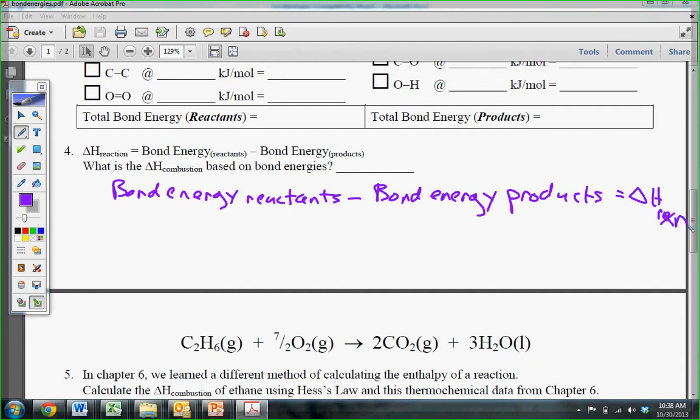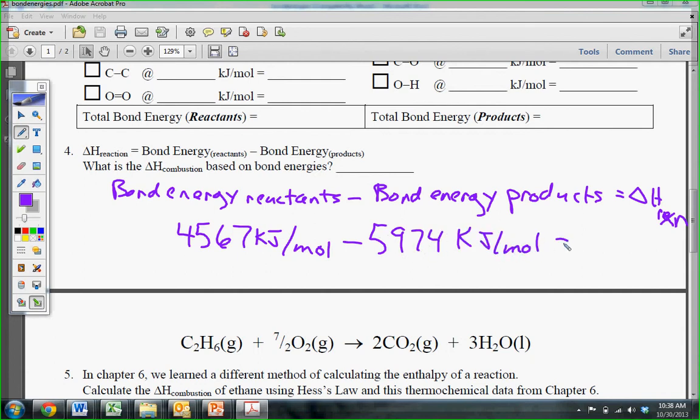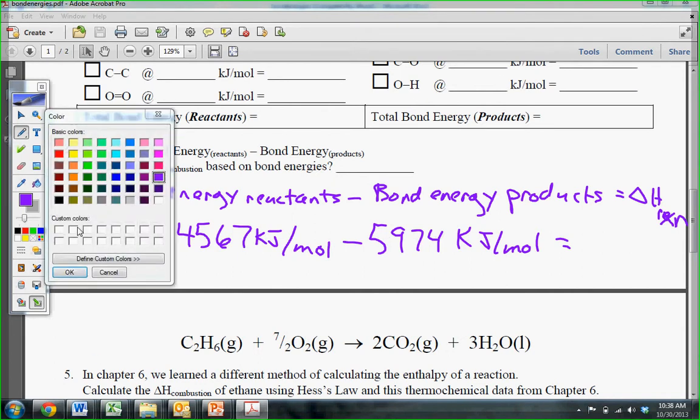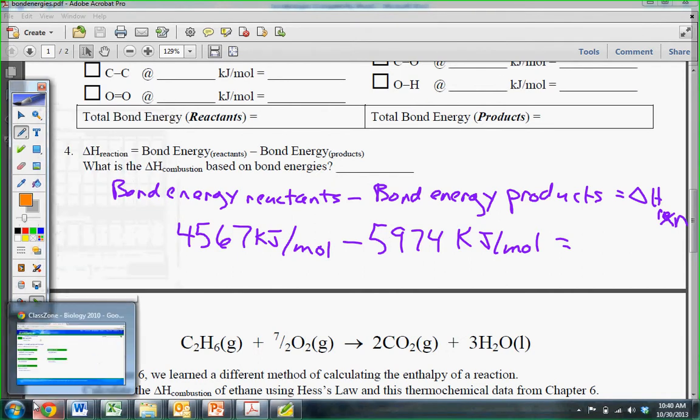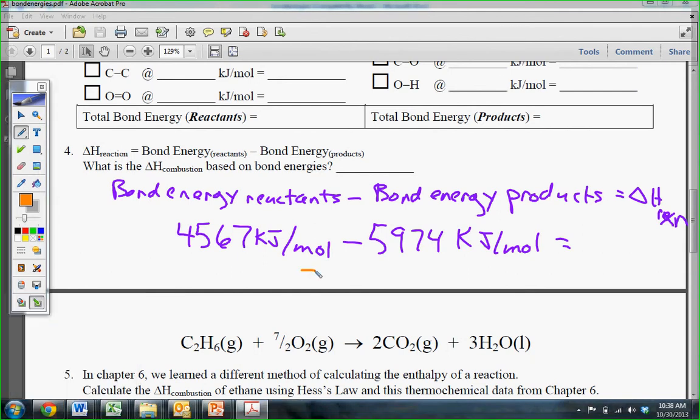Delta H of the reaction. Okay, so what's the bond energy of the reactants? What number do we have? 4,567 kilojoules per mole minus 5,974 kilojoules per mole. And my answer, in Halloween orange, is negative 1,407 kilojoules per mole.